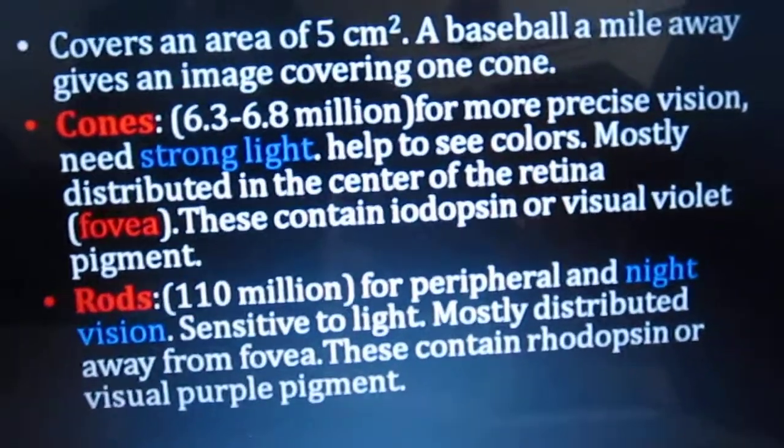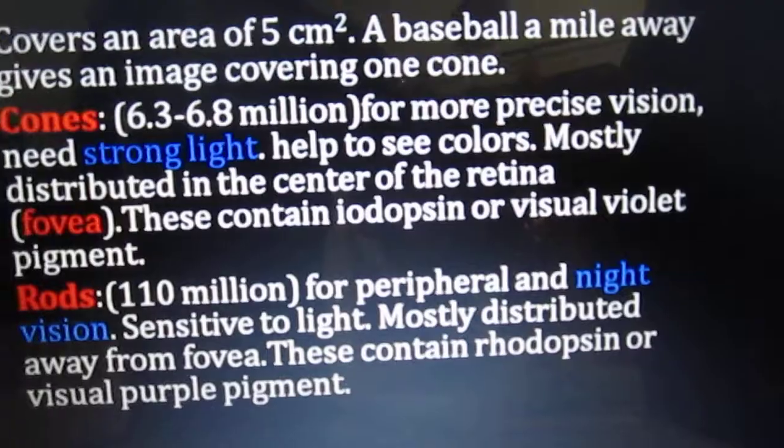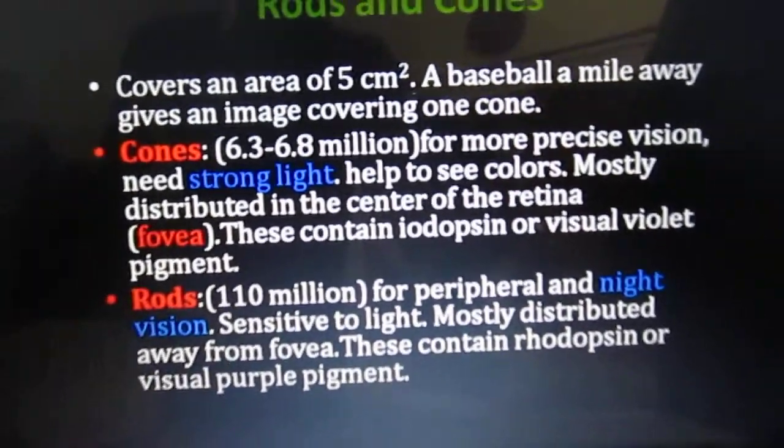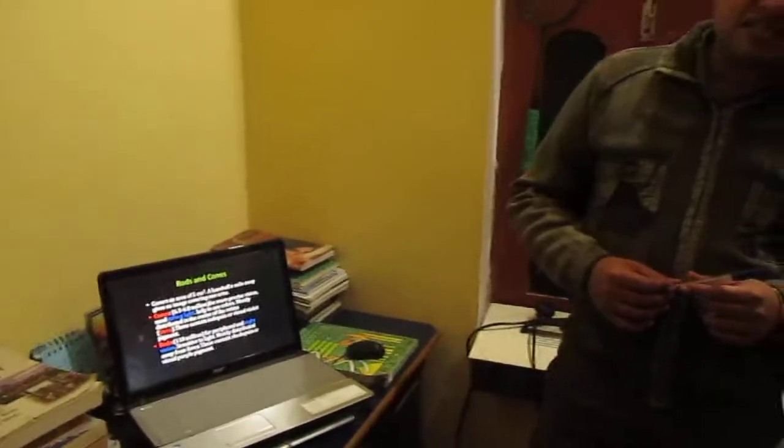The cone cells are responsible for vision in the presence of light, and these cone cells also help to see any type of color. It means the cone cells are essential for the vision of color and for vision in the presence of light.